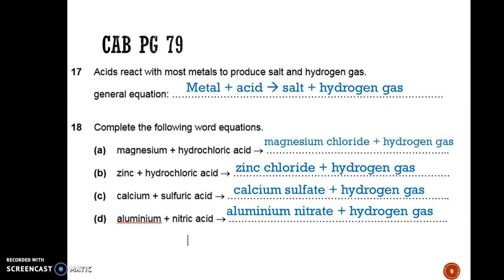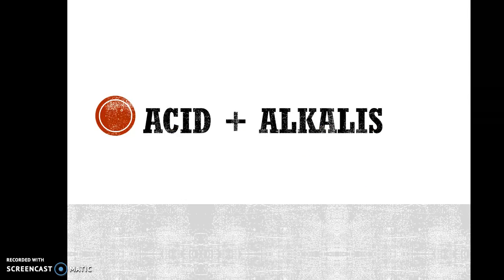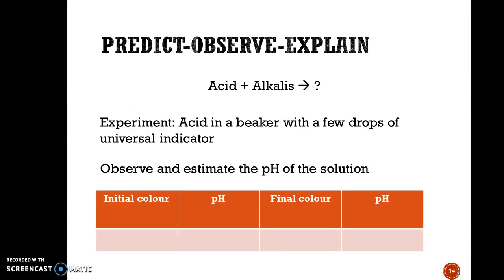Okay, time is up. Now I'll move on to the next part. The next reaction is the reaction between acid and alkaline. I'm going to show you another video. But before that, I want all of you to predict: if I use an acid and then add the universal indicator, what color would you expect? If I use an alkaline and I add universal indicator, what will happen? Now I'm going to show you this video.